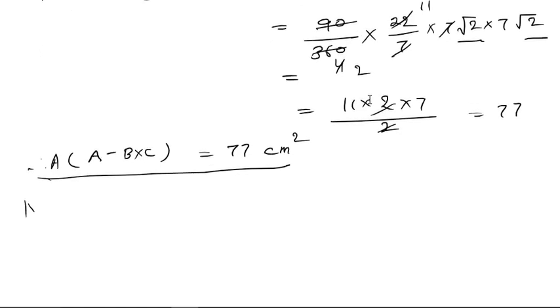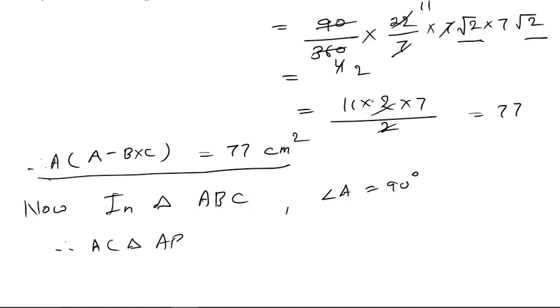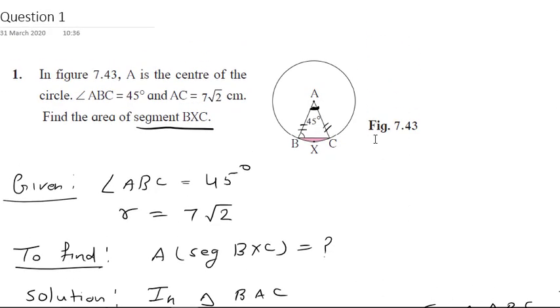Now in triangle ABC, angle A is 90 degree. Therefore area of triangle ABC is equal to half into base into height. So here you can see that this angle is 90 degree. Base, if I take AB, so height is AC.